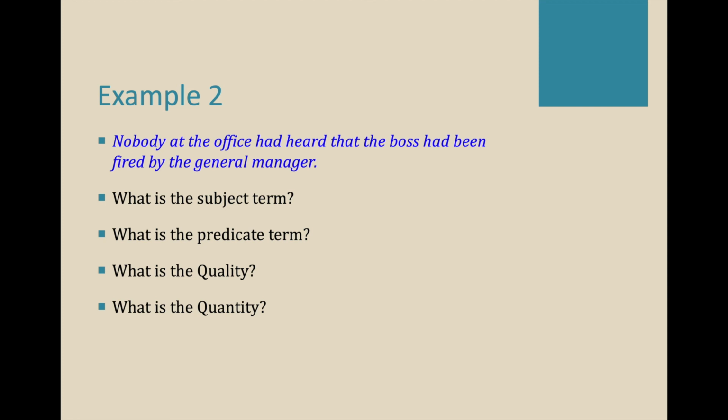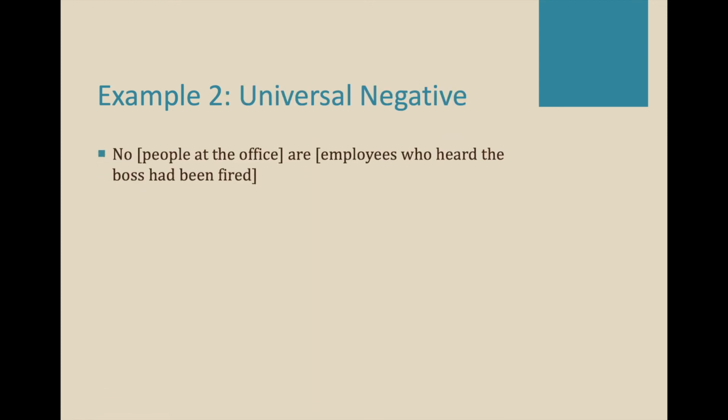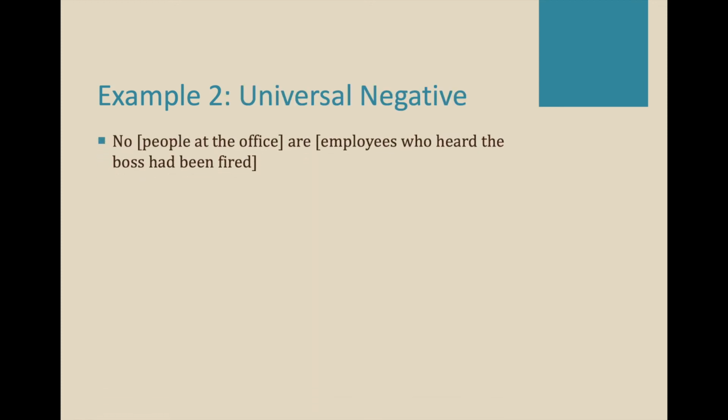And the quantity is also signaled by the word nobody. It's universal. That is, there's no member of the class or category of people at the office, no member of that class heard that the boss had been fired. That is, no member of the subject term is a member of the predicate term class. So we would translate it as no people at the office are employees who heard the boss had been fired.